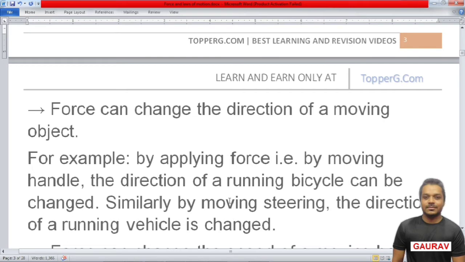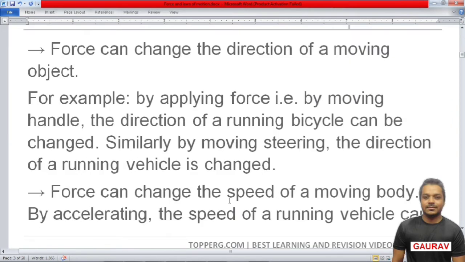Force can change the direction of a moving object. For example, by applying force, that is, by moving the handle, the direction of a running bicycle can be changed. Similarly, by moving the steering, the direction of a running vehicle is changed.